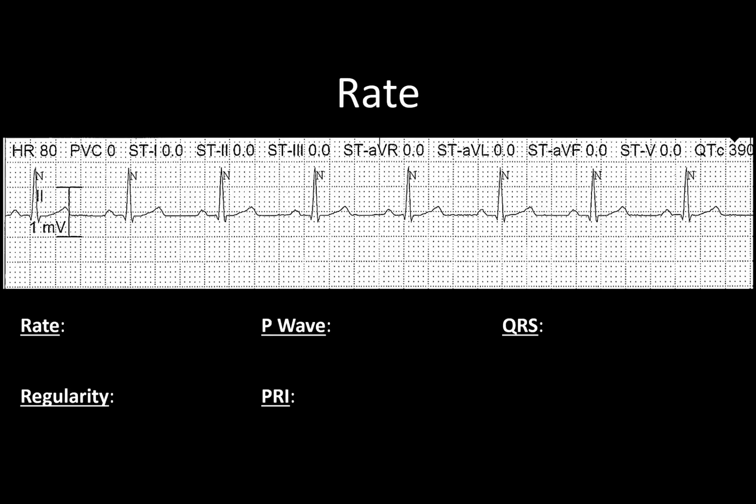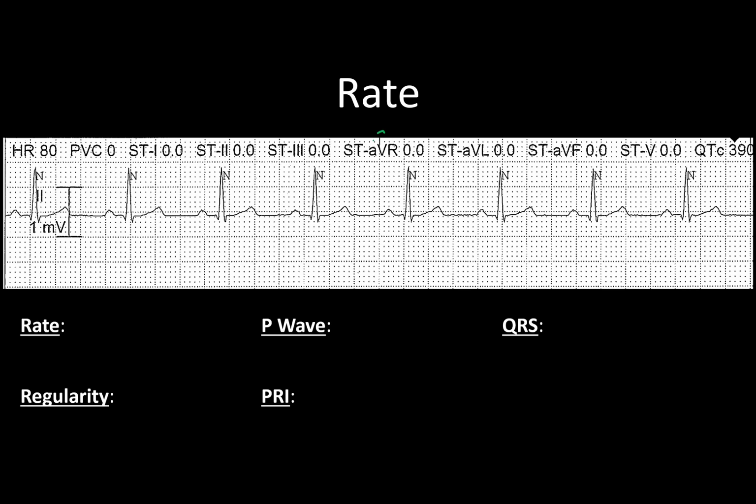So my plan is I'm going to use the exact same strip for the next handful of slides, and I'm just going to build upon each one of the pieces that I've mentioned before. We'll go over rate, and then I'll show you how to find regularity. Then I'll show you how to analyze P waves, how to do the PRI, and then finally the QRS. And all of it will just build upon itself as we go through this. So we'll just start out nice and simply.